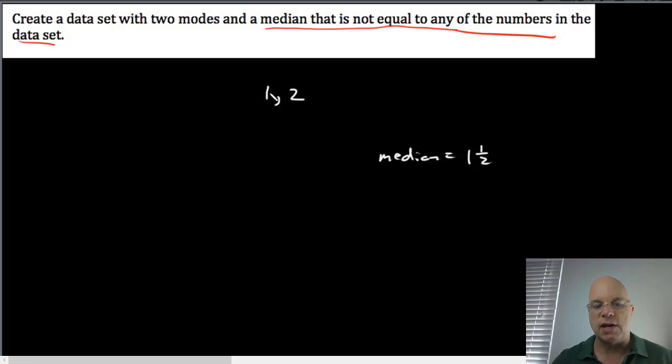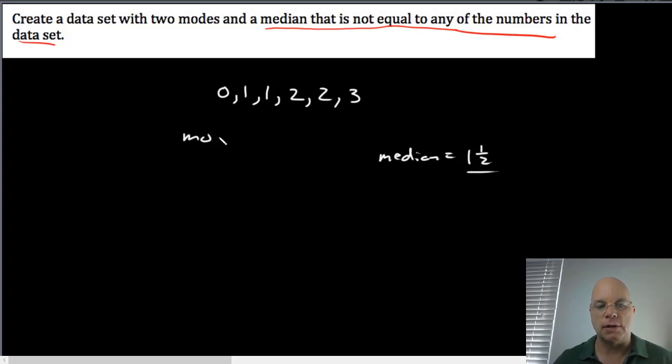And so if instead of having just a single 1 and a single 2, if I had 2 1s and 2 2s, right now I still have no mode because the 1s and the 2s occur the same amount. They each occur twice. But if I put some smaller number here, like 0, and some larger number here, 3, so I still have an even number of data points. 1 and 2 are still in the middle, so my median is still 1.5. But now I have 2 modes.